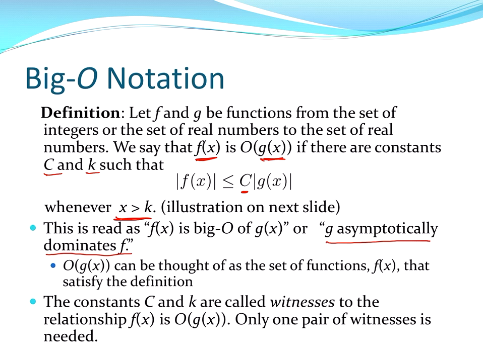And the way this generally works is we will pick one and solve for the other. Usually we will pick k and solve for c when we want to show that f of x is big O of g of x. You only need one pair, and it doesn't matter which pair they are, to show that the relationship is true. And we'll also show later how to show that the relationship is not true.